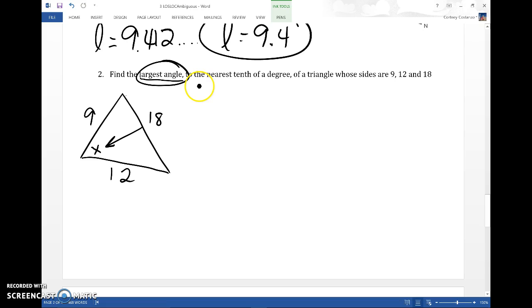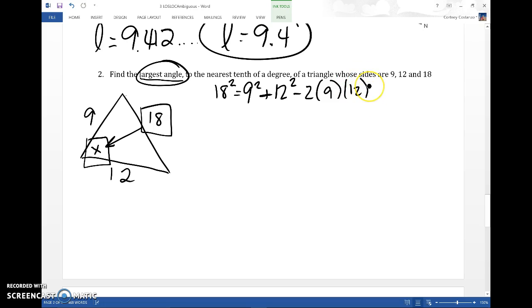Okay, so setting up my formula, that means that this side has to be corresponding to that angle. So I'm going to actually have the entire thing equal to 18 squared. And that's going to equal 9 squared plus 12 squared minus 2 times both of those sides. And then I have cosine of x because that corresponds with the angle of the largest side. So if I clean this up mathematically, 18 squared is 324. 9 squared plus 12 squared, that's 225. And 9 times 12 times 2, that's 216.